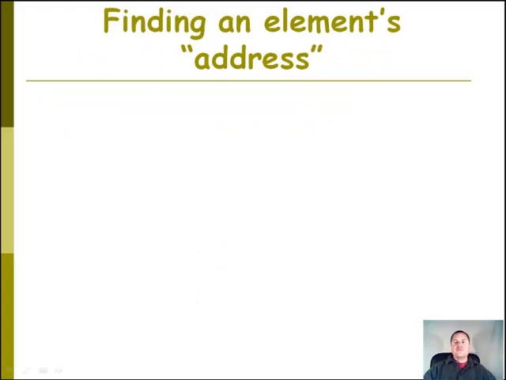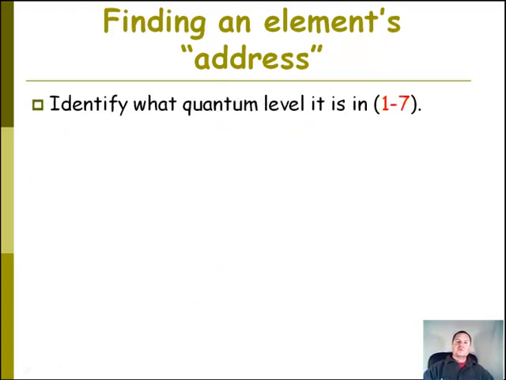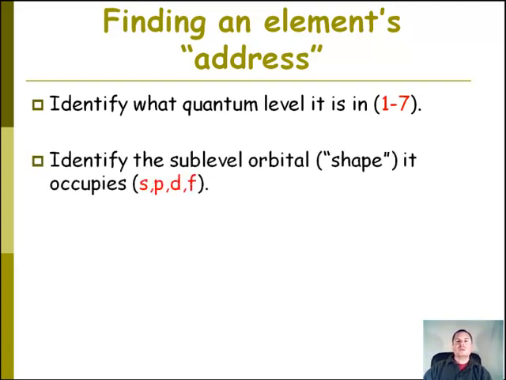So the first part is to figure out where the last electron is located. First, we need to identify what quantum level that element is in. Remember, this corresponds to the row number, 1 through 7. Second, we need to identify what sublevel it is in. Is it an s, a p, a d, or an f? We can simply tell that by its location on the periodic table.